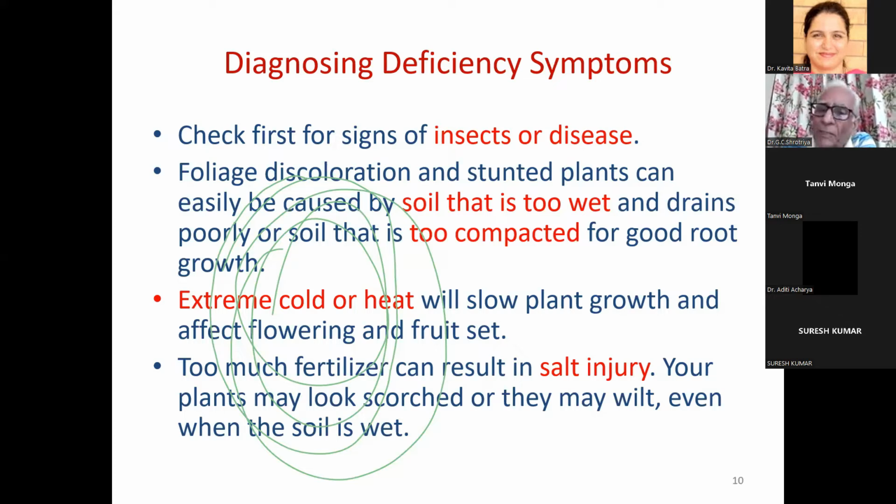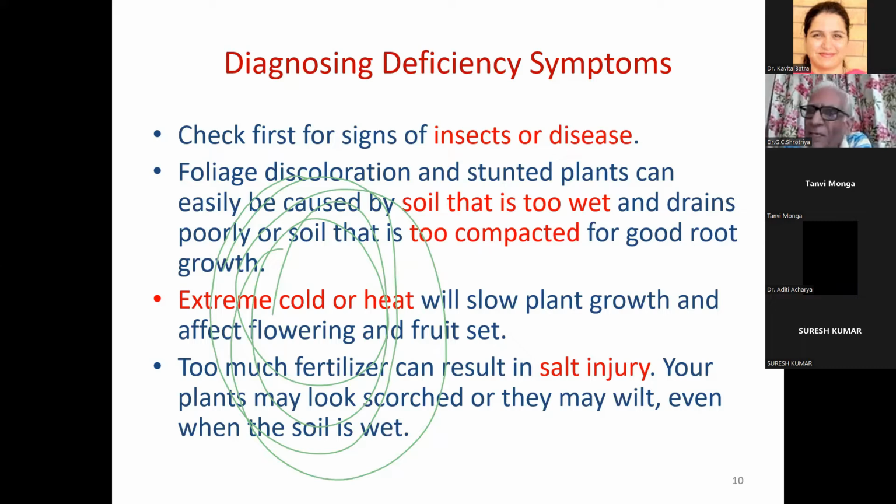And the compact soil. Sometimes the soil is so compact that root penetration is not there. If the roots are not penetrating, it will not draw nutrients from the soil. Then it can show deficiency because, due to the compact soil, roots are not in a position to absorb nutrients from the soil.